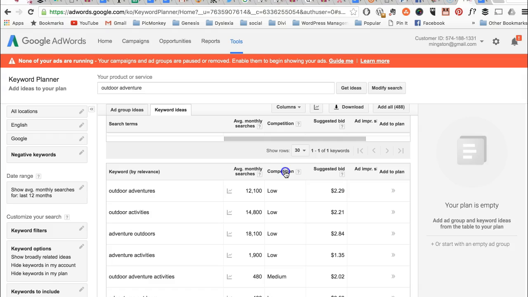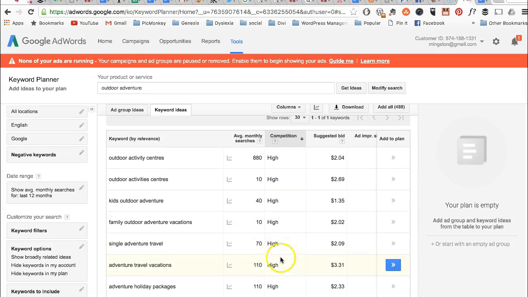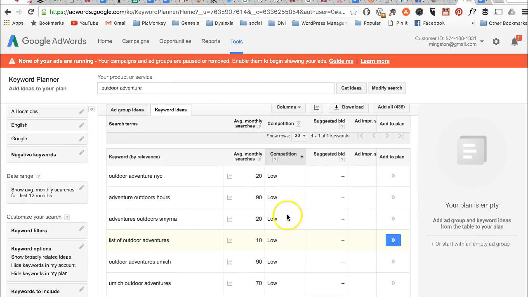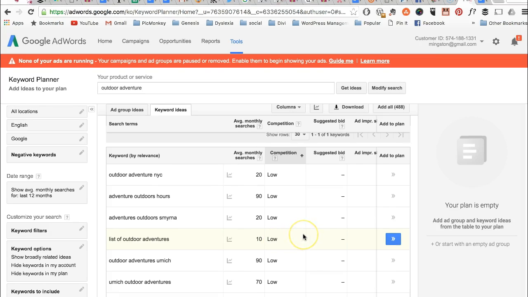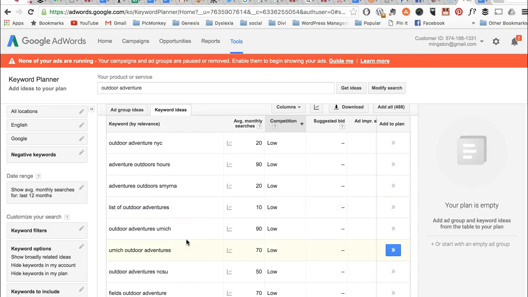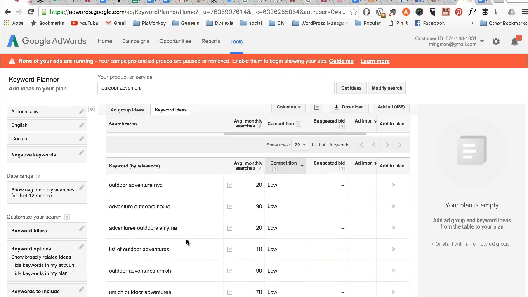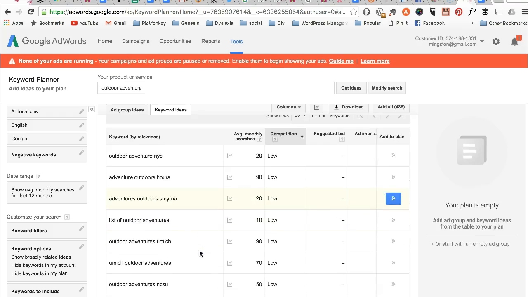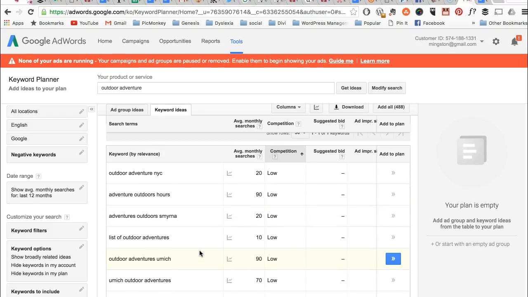The first thing I do is I sort by competition. I want the lowest competition to be on top. Okay, so here's what you see. It's broken down into what you have the lowest competition for. But what it also shows you is that only 20 people a month search outdoor adventure NYC, adventure outdoors hours. So these are very, very specific keywords, which is why I said I actually like to look at the ad group ideas, because this is great if your keyword is much less general.